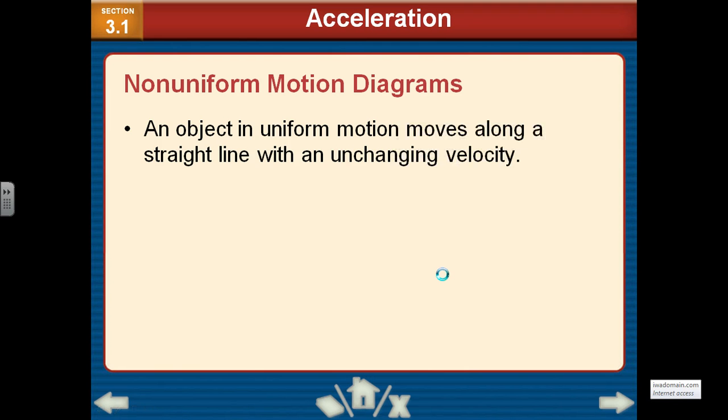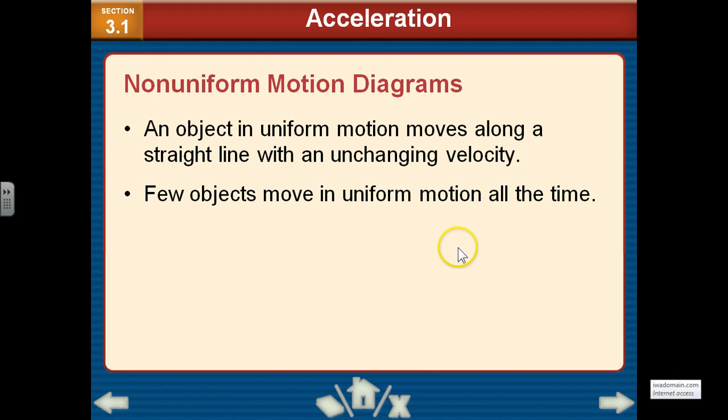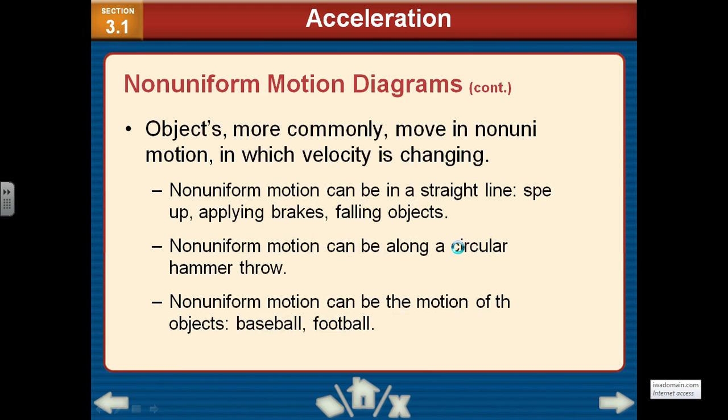Objects in uniform motion move in a straight line at a constant velocity, an unchanging velocity. Obviously, most things don't move in that type of pattern. Most things move somehow else. They're either speeding up or slowing down. They're falling. They're going in a circular pattern. They're going in some kind of arc, like a baseball or a football.